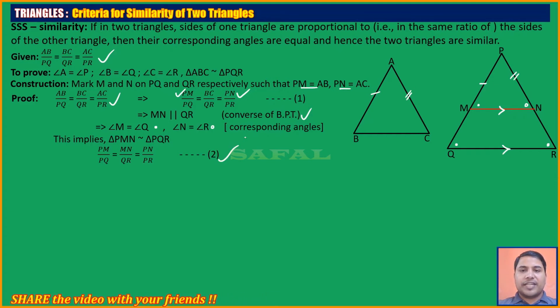Now watch very carefully equations 1 and 2. So PM by PQ is equal to BC by QR and PM by PQ is equal to MN by QR. So I can say that BC by QR will be the same as MN by QR. Now since QR and QR will get cancelled, so from here I'll get what?